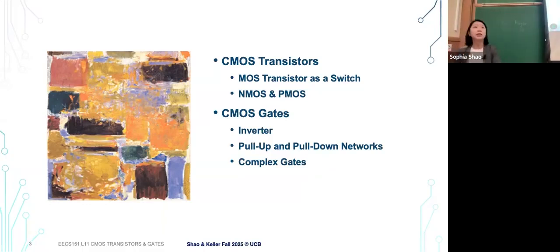We have been playing with inverters. Inverter is always a good example to get things started with. And then how we think about more complex gates, in terms of both the PMOS side, the pull-up network, and also the pull-down network from the NMOS side.